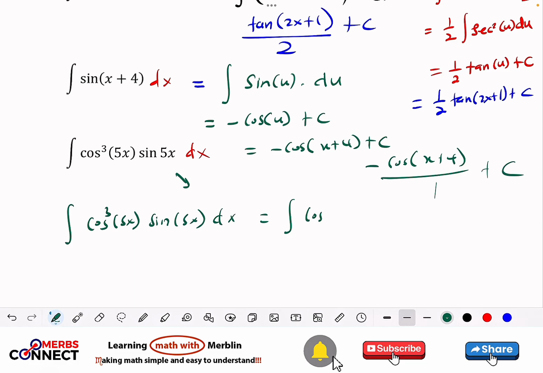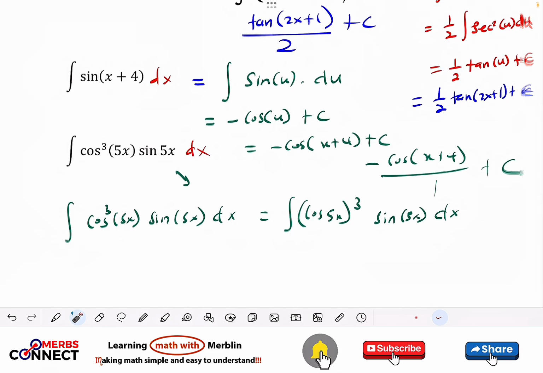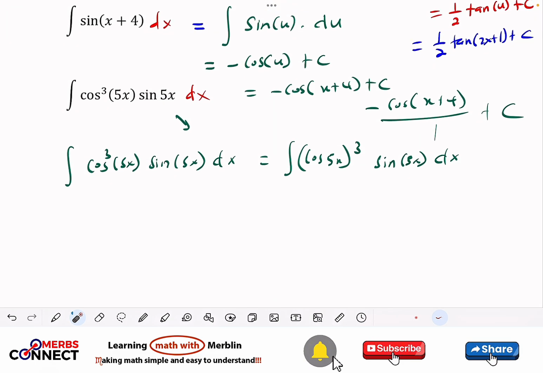cos 5x all to the power 3 sine 5x dx. Now, when we have two trig functions combined, you cannot do what we were doing right now. You cannot let u be equal to what is inside the function, or what is inside the parentheses. We don't do that. Now, because we have two functions combined, what we just want to do is look at the degree of the functions.